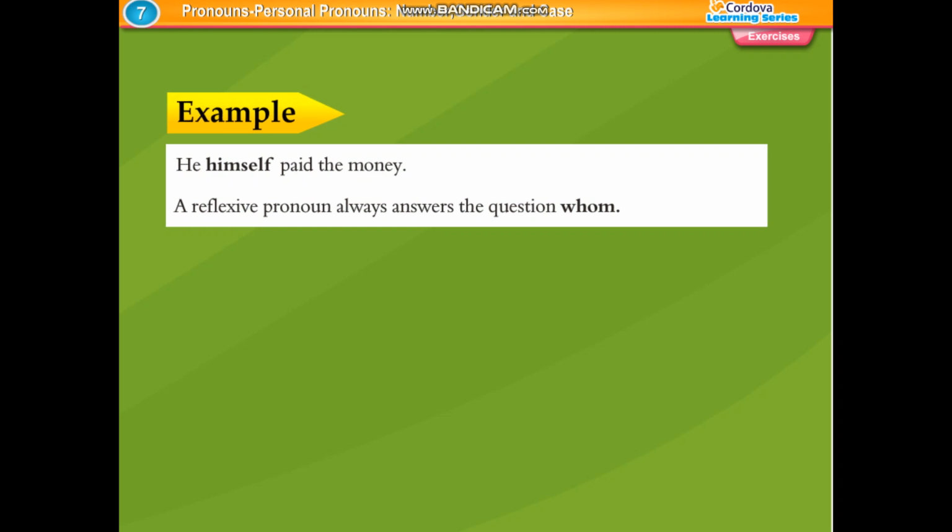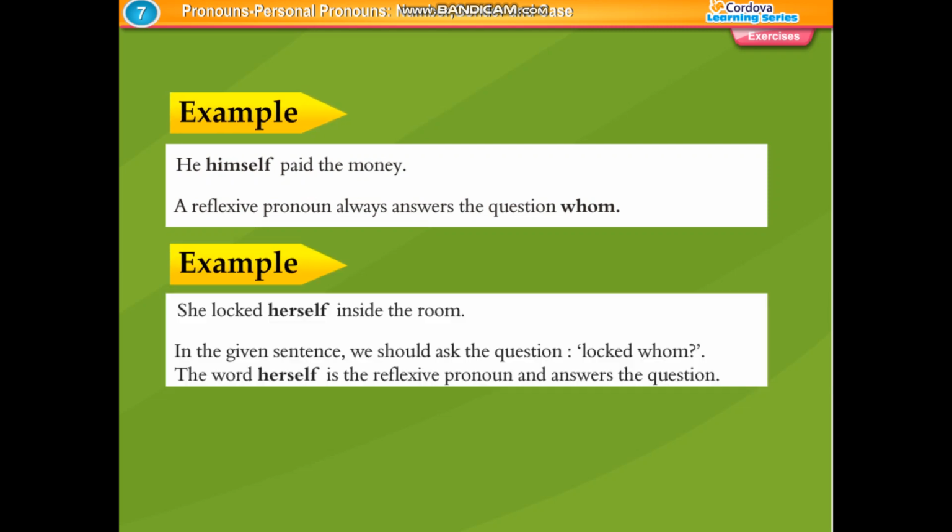A reflexive pronoun always answers the question, whom? Example, she locked herself inside the room. In the given sentence, we should ask the question, locked whom? The word herself is the reflexive pronoun and answers the question.